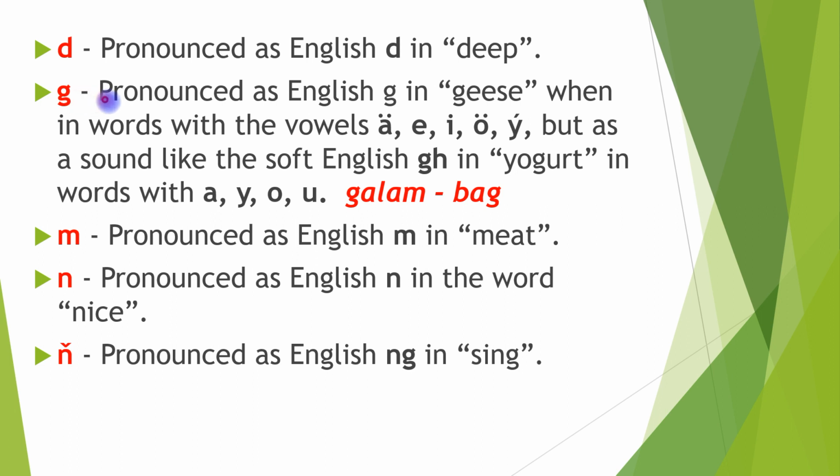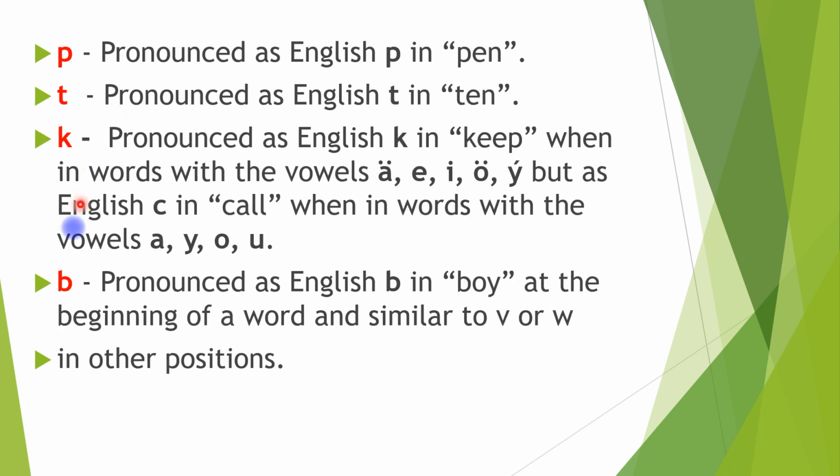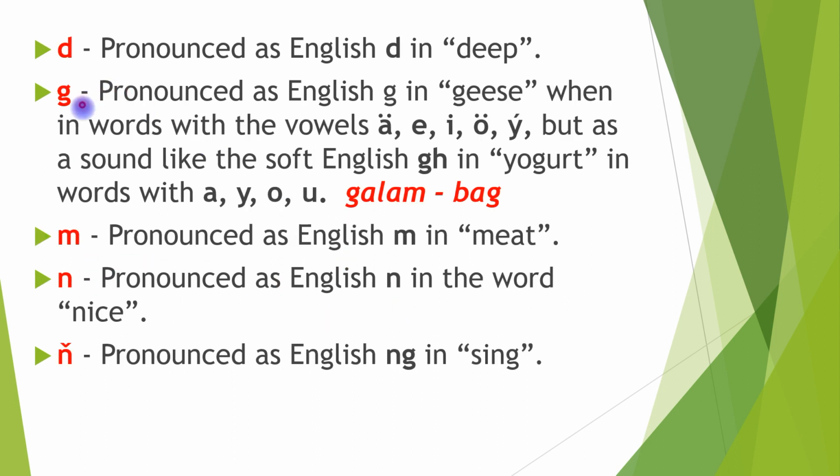But the same situation as with B. As you remember, I said if we have B in the beginning of the word, we read it as a B. In the middle, we read it as a V. Here with the G, we have the same situation. When we have G in the beginning of the word, we read it as a G. When we have it in the middle or in the last syllable of the word, then we read it differently. So here is the example.